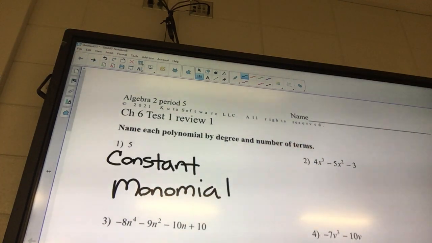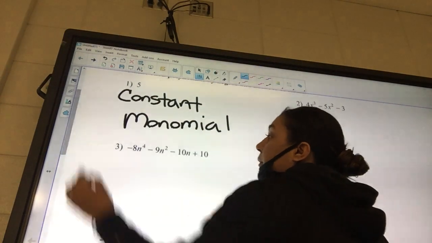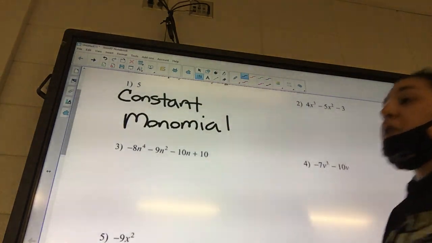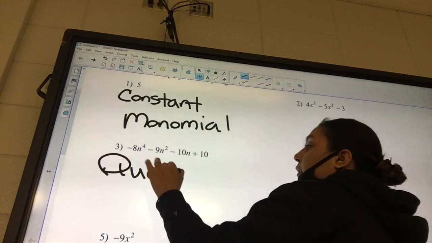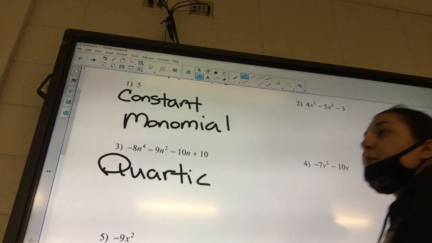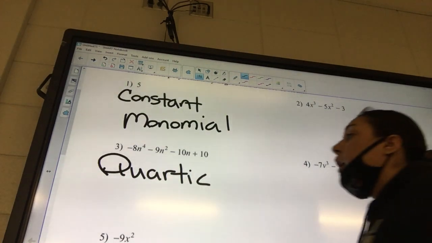Okay, every single one. You pick one from one column, one from the other column. Every single one. Okay. Look at 3. What is the highest exponent? 4. So it's going to be quartic. And then how many terms are there? 4. So it's going to be a polynomial.